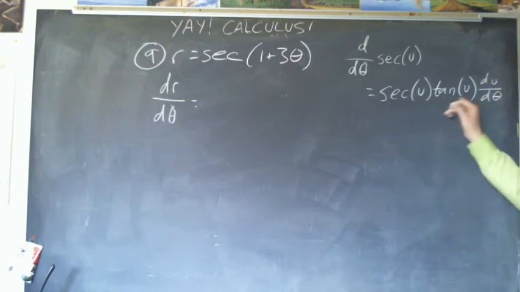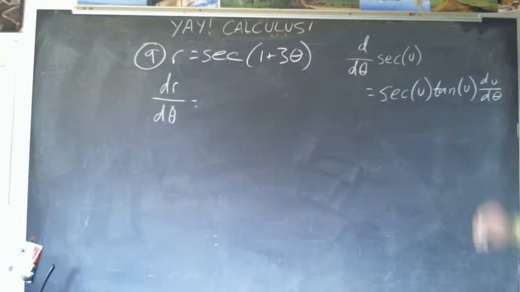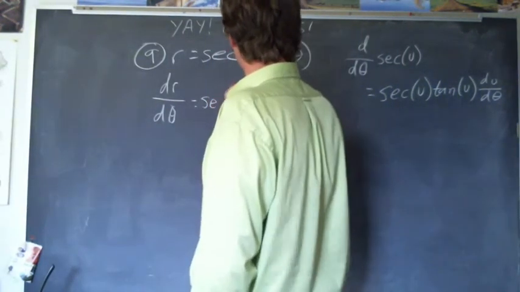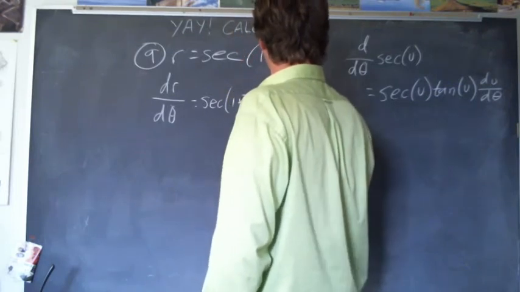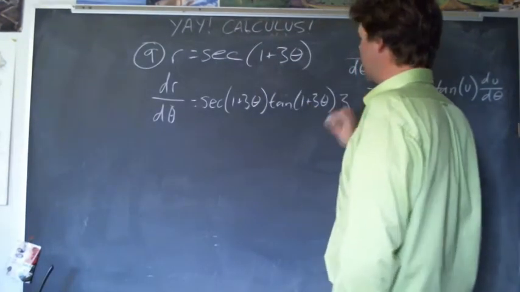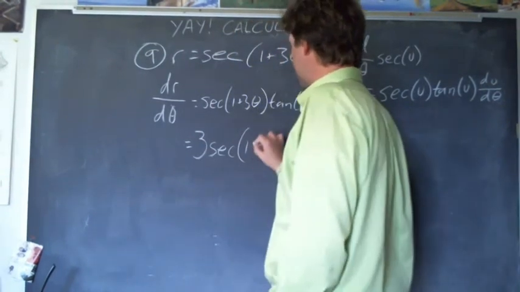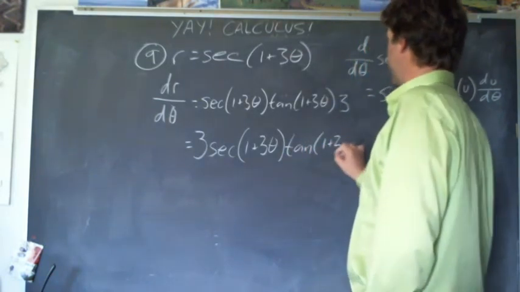So this, even though we have two of these, it's not like the chain rule. You don't have to put a du d theta for each one of these as a formula. That's how it works out. We can prove it in a later video if we so choose. That will be secant of 1 plus 3 theta times the tangent of 1 plus 3 theta times the derivative of 1 plus 3 theta, which is just 3. So rewrite to make it look nice. 3 times the secant of 1 plus 3 theta times the tangent of 1 plus 3 theta.